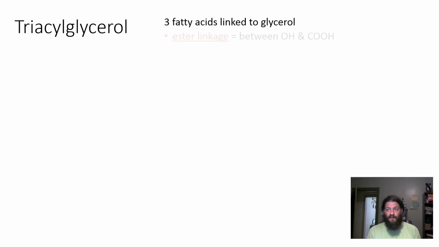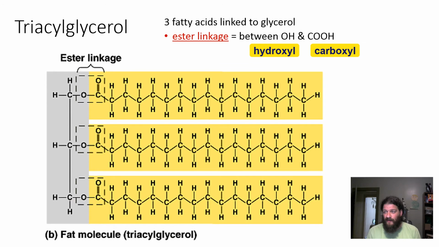Now those that are made this way, the three fatty acids with a glycerol, are called triacylglycerides or triacylglycerol. It does set up an ester linkage between the hydroxyl of the glycerol and the carboxyl group of the fatty acid, and we refer to that as an ester linkage because it has the central oxygen here between the two different carbon species, so it looks like an ester there.